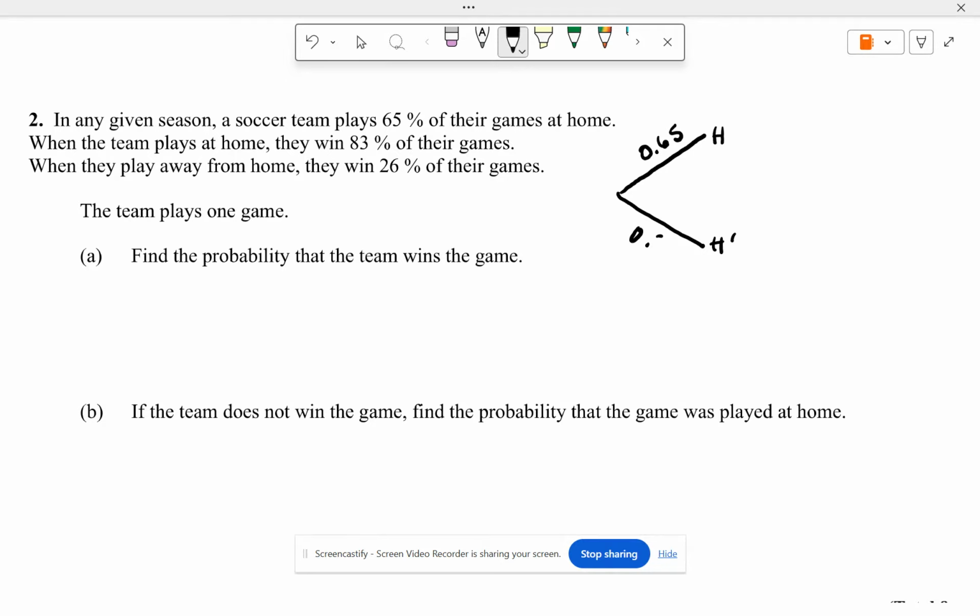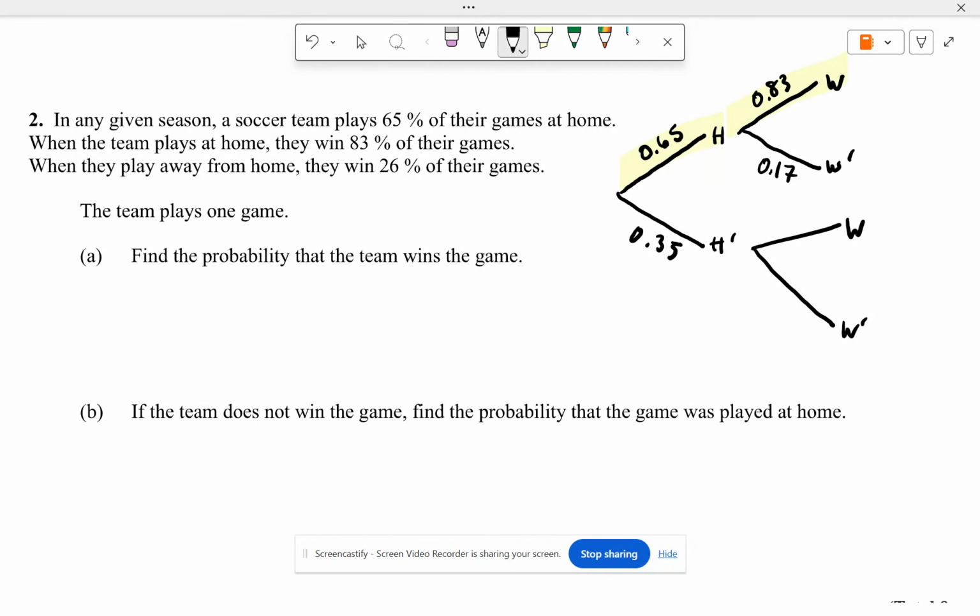Nice. Okay, so that was the first event. What's the second event? Given that they are home, whether they win or lose, right? Okay, win. Not win. Win. Not win. Okay. So now let's try to put these clues on here. All right, first one's done. When the team plays at home, so which branch are you supposed to be on? We're on this branch, right? When the team plays at home, they win 83% of their games. Okay. So that's going to give me 0.17 down here.